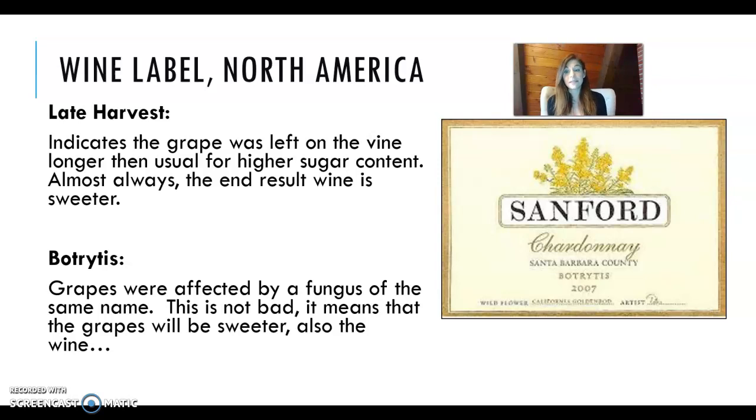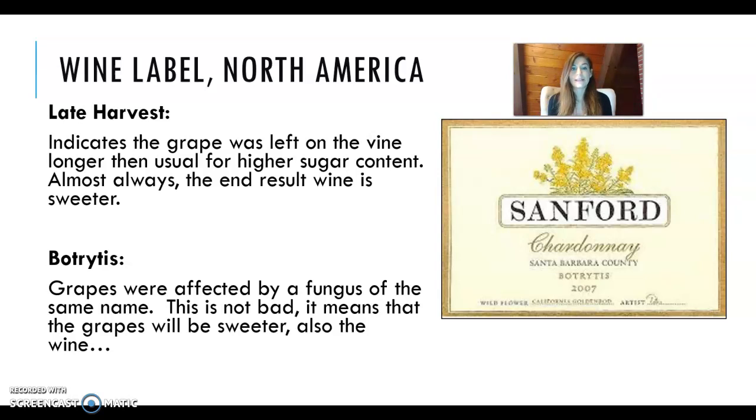Late harvest typically means that the grapes were left on a little bit longer, typically on purpose. And a lot of times they actually go through a first frost on the vineyard. The reason that the winemaker might do this is to create a sweeter wine. You may have heard of ice wine or something like that, and that is typically a sweeter wine.